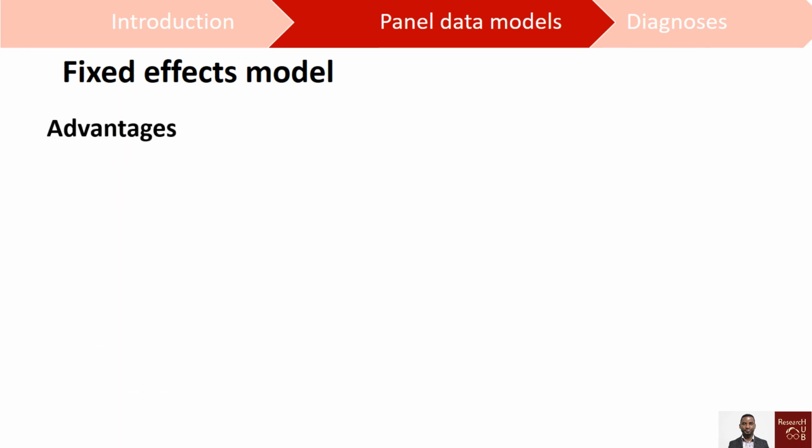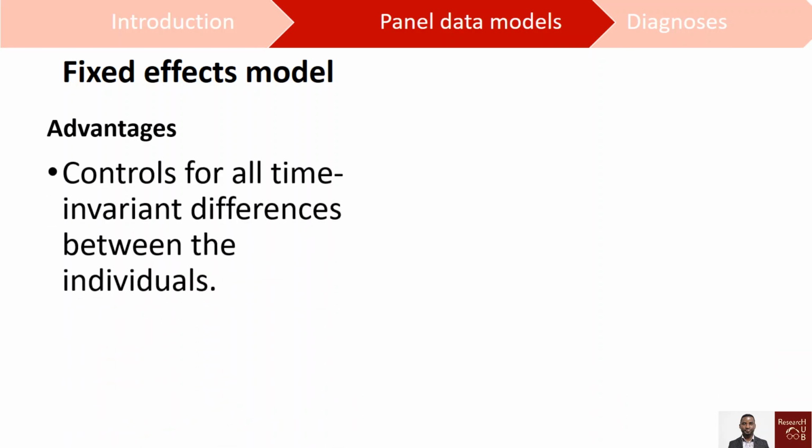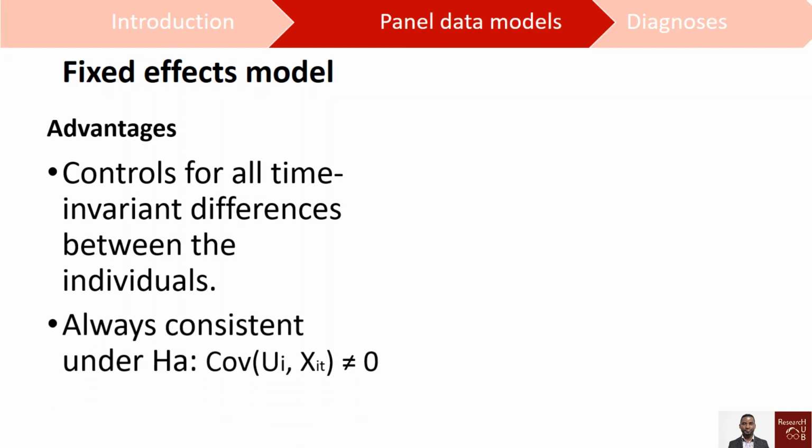Let's look into the advantages of using the fixed effects model. Fixed effects model will control for individual heterogeneity, just like in the first differencing, the same approach. And also fixed effects is always consistent when the correlation between the fixed effects, UI, and the explanatory variable is not equal to 0. So fixed effects is always consistent under the alternative hypothesis.